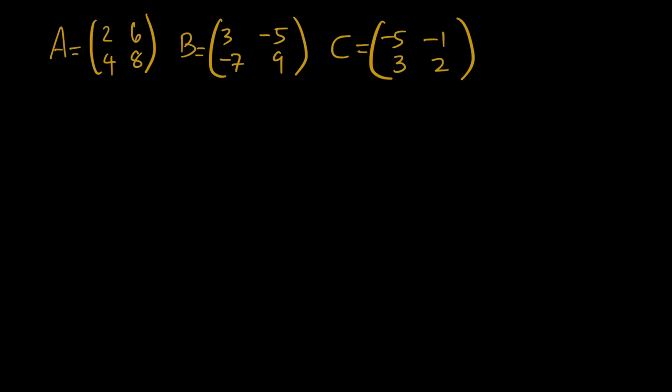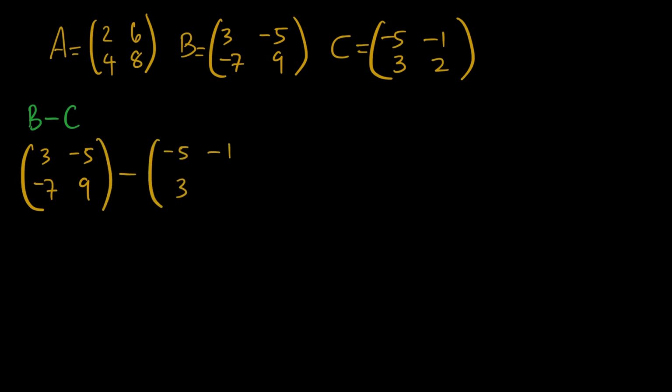Now, we're being told to look for the matrix B minus the matrix C. It's simply taking the matrix B, which is 3, -7, -5, and 9, minus the C matrix, which is -5, 3 here, -1, and 2 here. Now, don't forget the equal to sign. The equal to sign should always come.